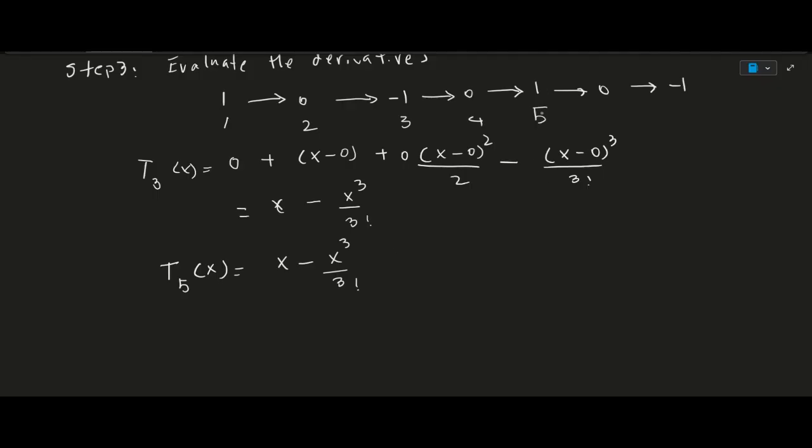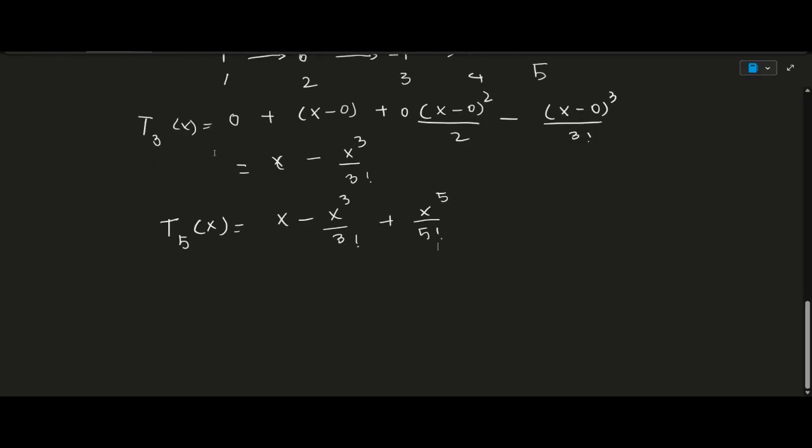And then on the 5th one, I will have a positive x to the power 5 over 5 factorial. And then degree 7, for example, I know I'm going to switch the sign and skip 1. So I write the degree 5, and then I know the degree 6 term is 0, and then the degree 7 is negative 1.